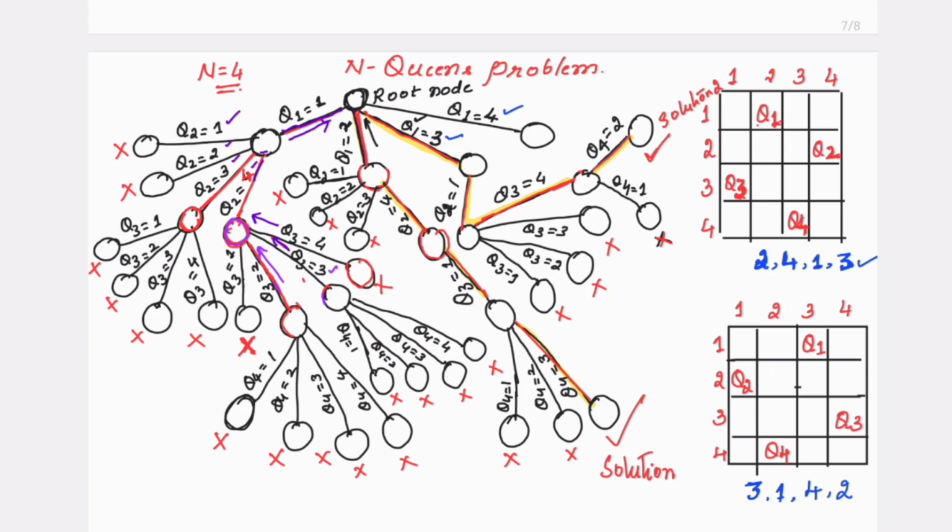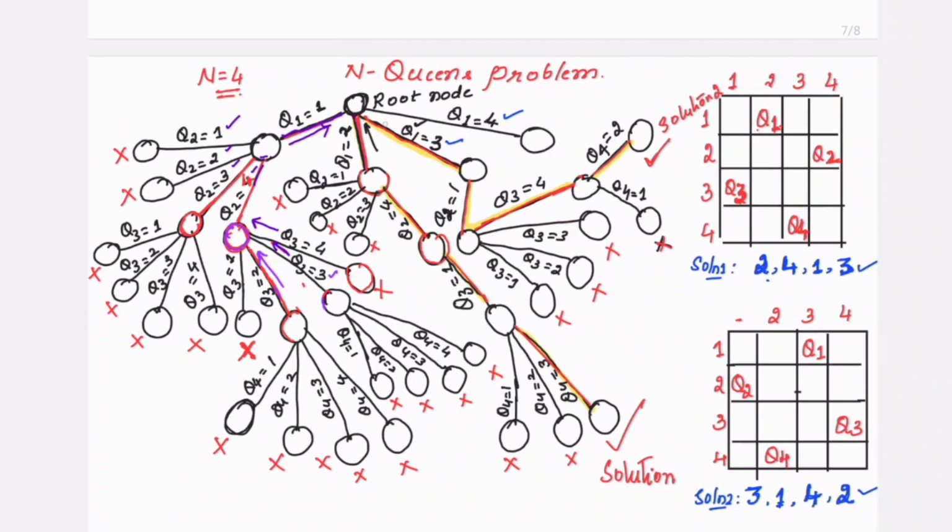Third column of the first row, first column of the second row, fourth column of the third row and second column of the fourth row. This is the second solution. So you can write here, this is the solution 1, this is the solution 2. And if you observe the positions in solution 2, 3, 1, 4, 2, whatever you got, it is exactly the mirror image of solution 1.